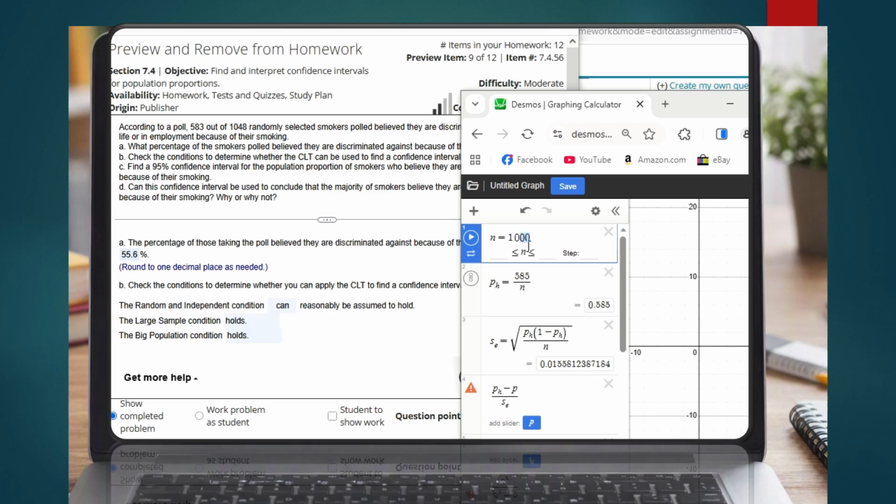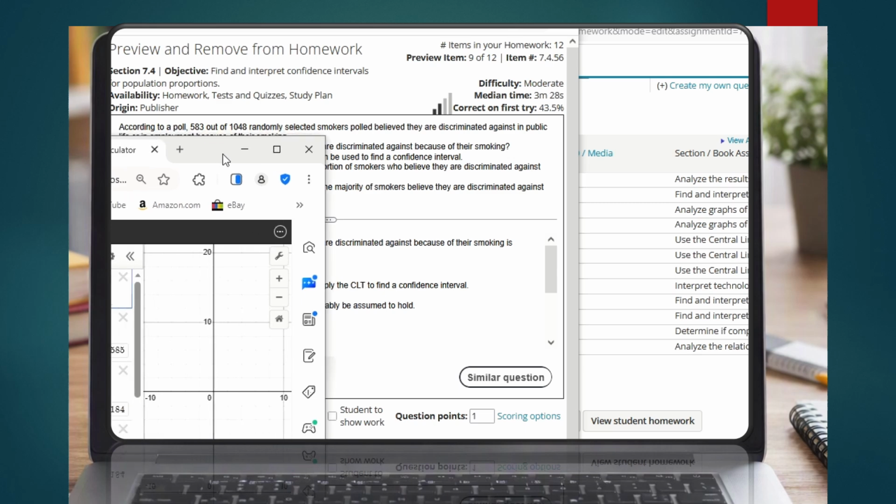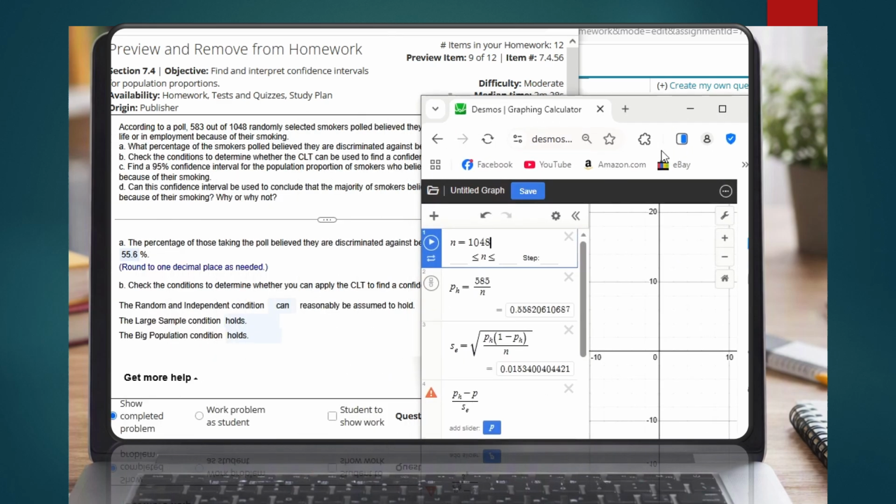Notice what our sample is right here. A poll found 583 out of 1,048. So we change this one up here to 583. And notice this wants the percentage, so again, make sure to multiply it by 100. But whenever you start doing your calculations, make sure you take it back and put it there. So now everything should be solid. And let's see, that looks right.